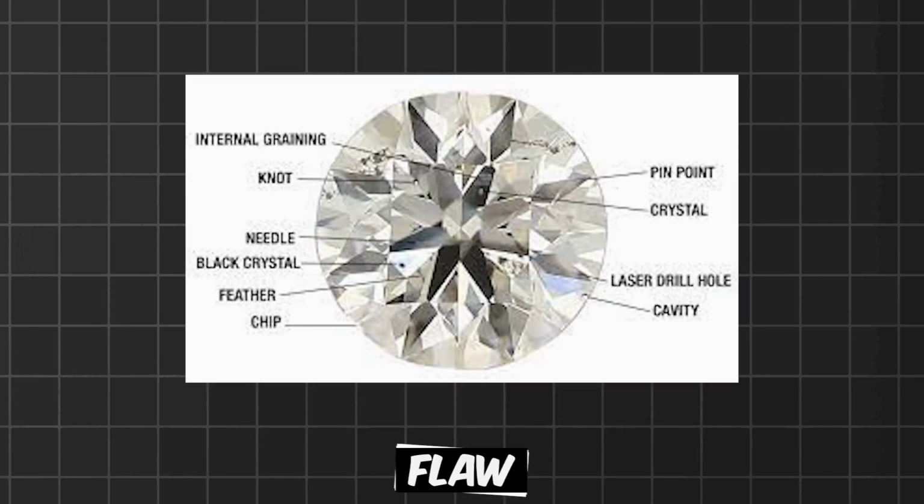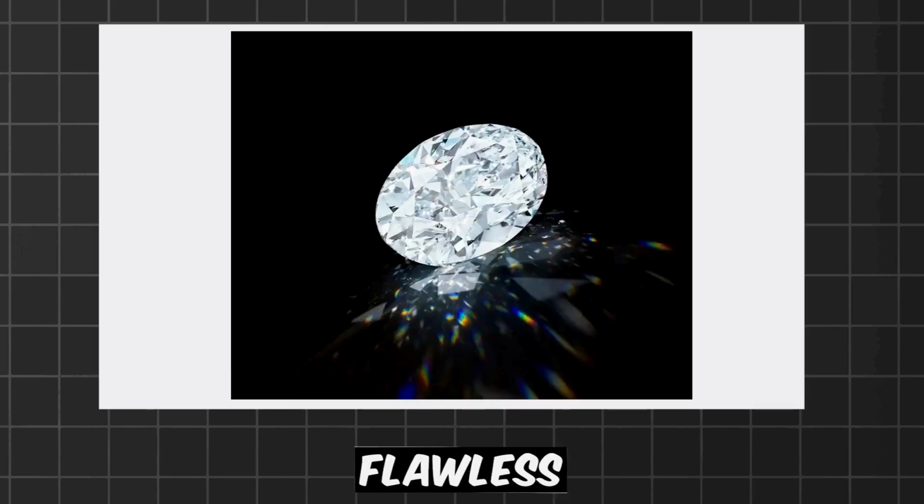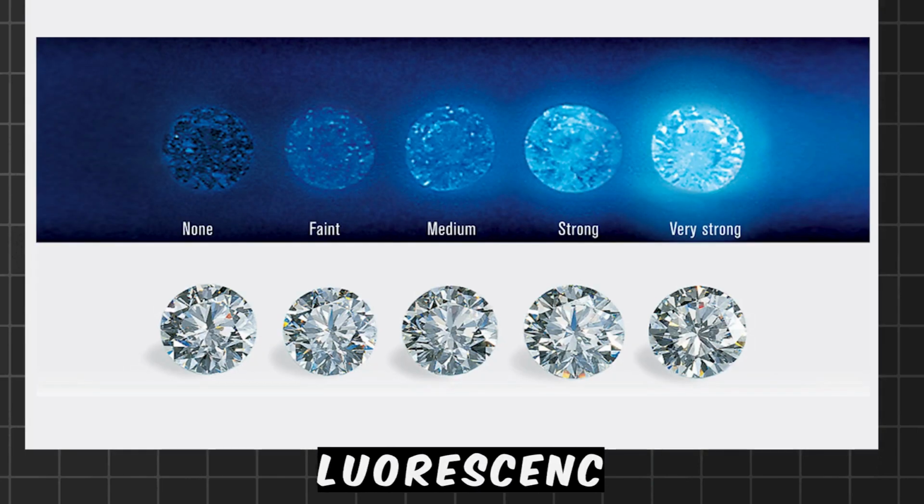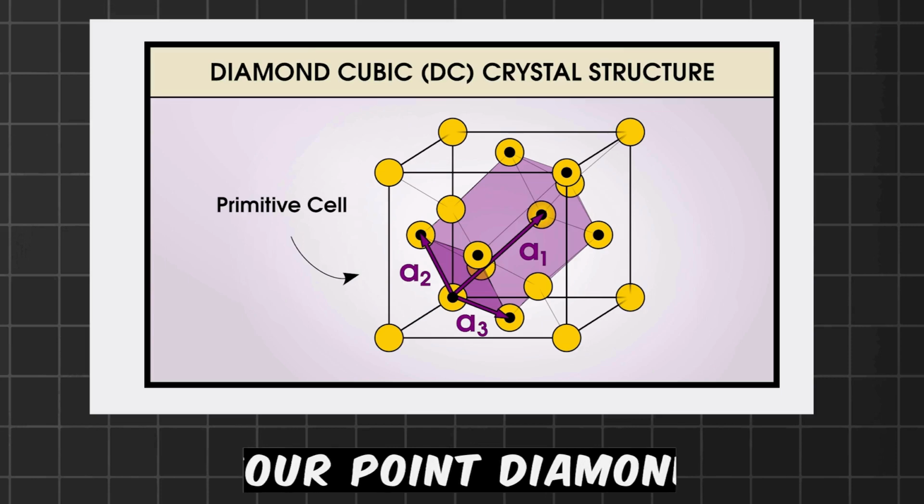Flaw. Any imperfection on the top of the diamond or inside a diamond. Flawless. A diamond with no inclusions or external blemishes visible under a 10x magnification. Fluorescence. The ability of a stone to alter light as it comes in and emit different spectral colors when seen under a different light. 4-point diamond.